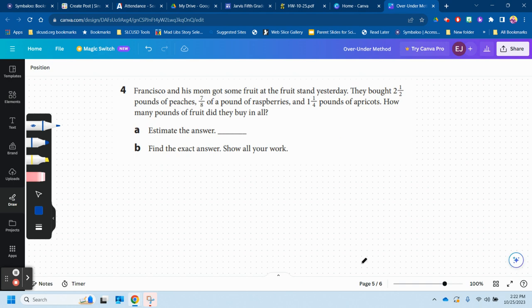So this one's asking me to estimate and show the work. So they bought 2.5 pounds of peaches. I'm sorry, I'm thinking about peaches. 7/8 is almost 1. So 2.5, almost 1, a little bit less than 1 would be 3.5. So I have 4 and a 4th. So maybe 4. My estimate would be 4 and a 5th. I don't know. Does that make sense?